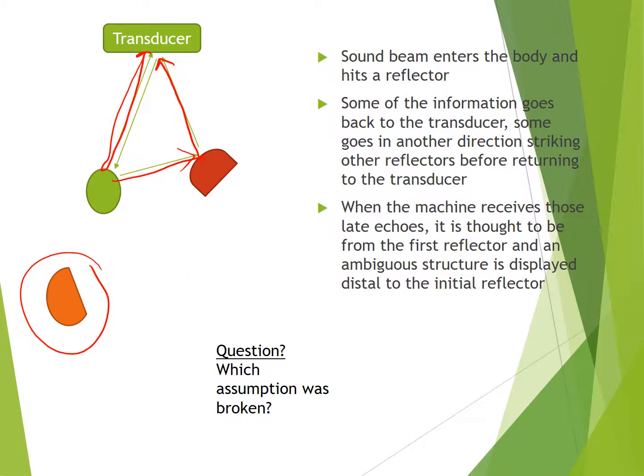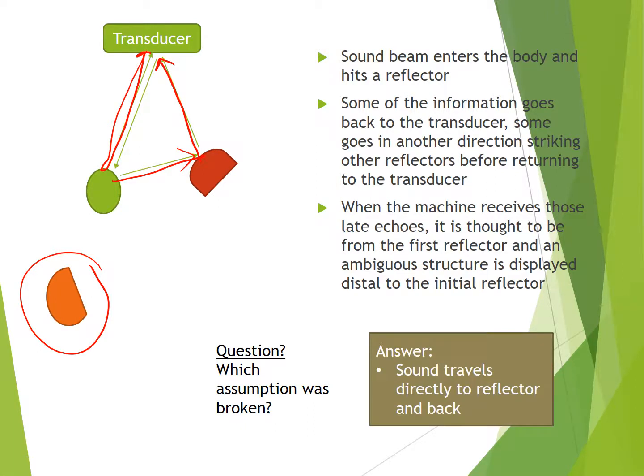So which assumption was broken then? It was that sound travels directly to the reflector and back. Multipath, lots of different directions that it's traveling before it heads back to the transducer.